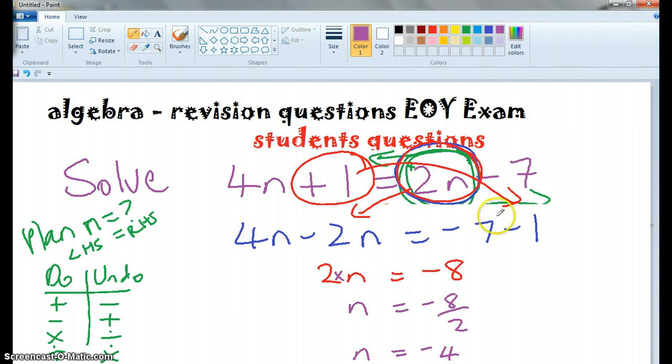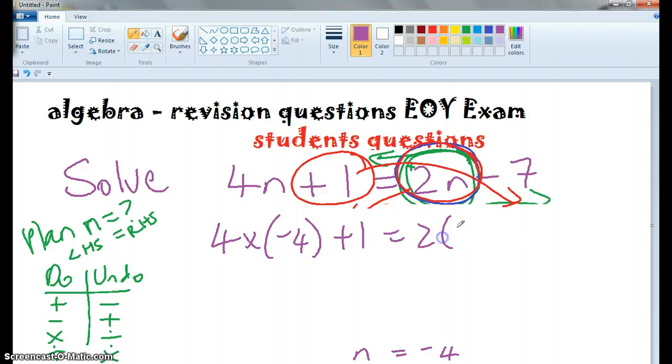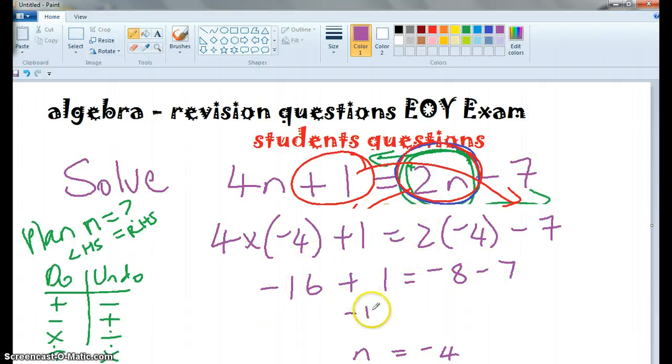So I'm just going to grab that, get rid of it for a minute, and I'm going to just check it. 4 times negative 4 plus 1 equals 2 times negative 4 minus 7. 4 fours are 16, that's minus 16 plus 1 equals 2 fours are 8 minus 7. Negative 16 plus 1 is negative 15, and negative 8 minus 7 is also negative 15. So that works nicely. There's some lovely negatives in there. Any questions on that?